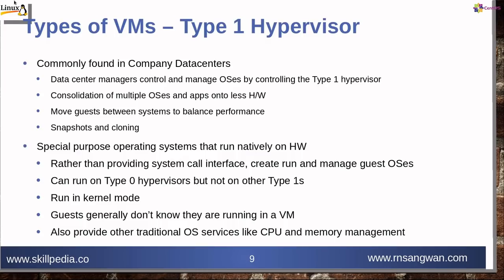Then type 1 hypervisor, in detail let's understand this. It's commonly found in company data centers. The data center managers control and manage operating systems by controlling the type 1 hypervisor. Consolidation of multiple operating systems and apps onto less hardware, and moving guests between systems to balance the performance for load balancing, snapshots and cloning are the features in type 1 hypervisor.